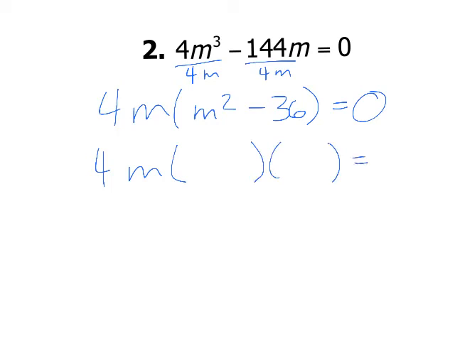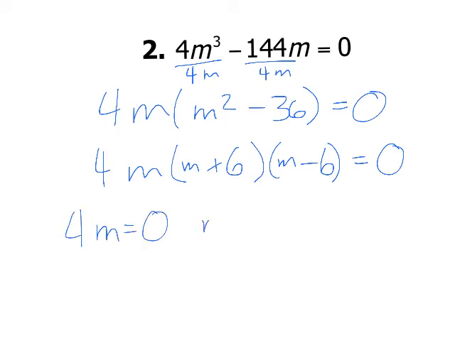What can I multiply together to give me m squared? M and m. Get it? Like the candy? Anyways. What multiplies together to give you negative 36? Plus 6 and negative 6. And now I can solve. How many answers am I going to have here? 3. This 4m out here gives me an answer. The m plus 6 gives me an answer. And the m minus 6 gives me an answer.